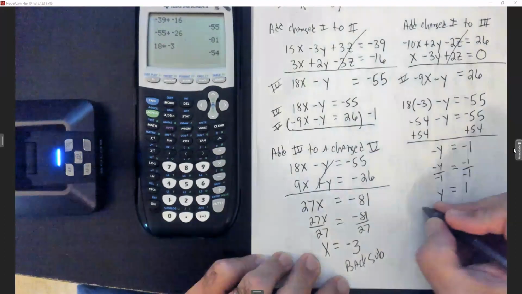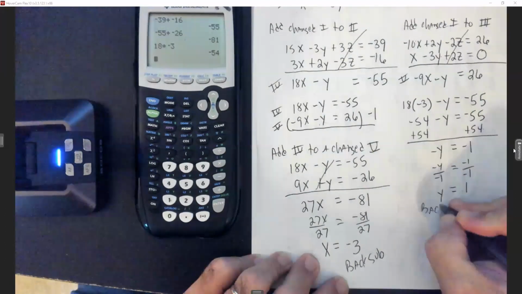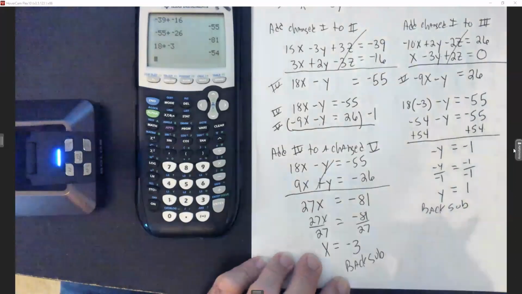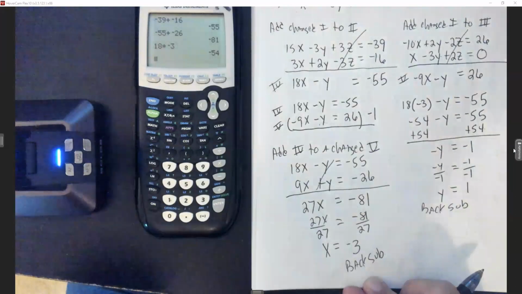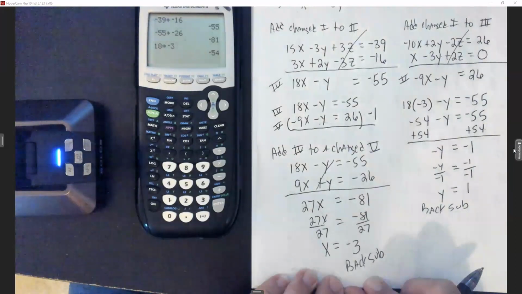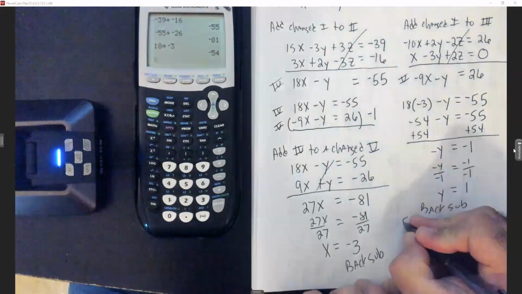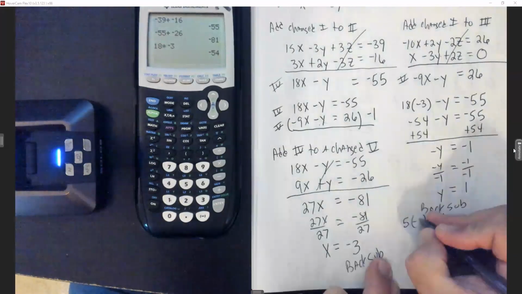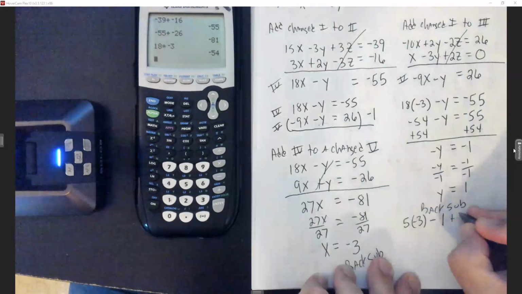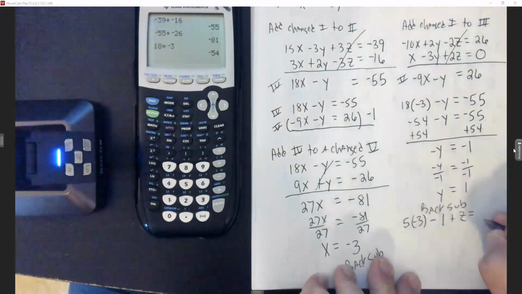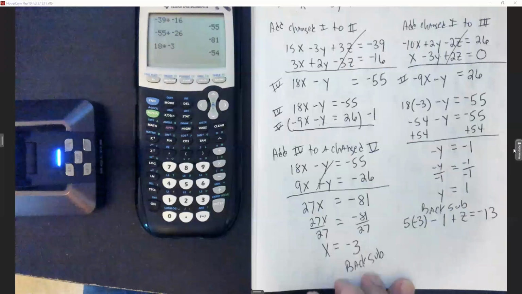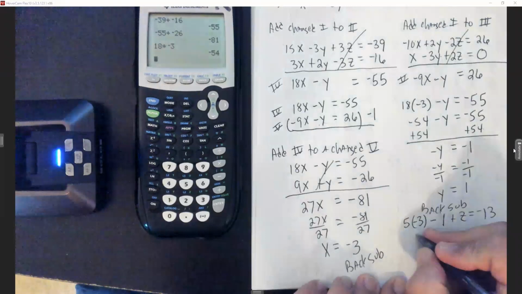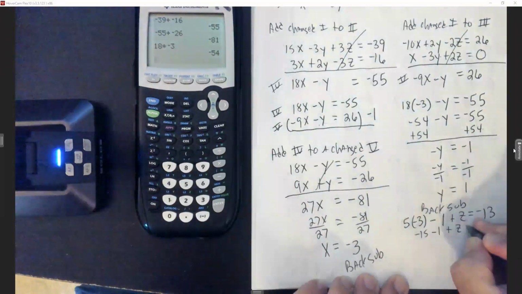And then finally, I'm going to back substitute into one of the original 3 equations that I had at the top. So I'll just do that first one. I had 5 times my x minus my y of 1. So my x was what? Negative 3. Plus my z has to equal negative 13. So I just went back into the first equation. All right, y'all, 5 times negative 3 is negative 15 minus 1 plus z equals negative 13.